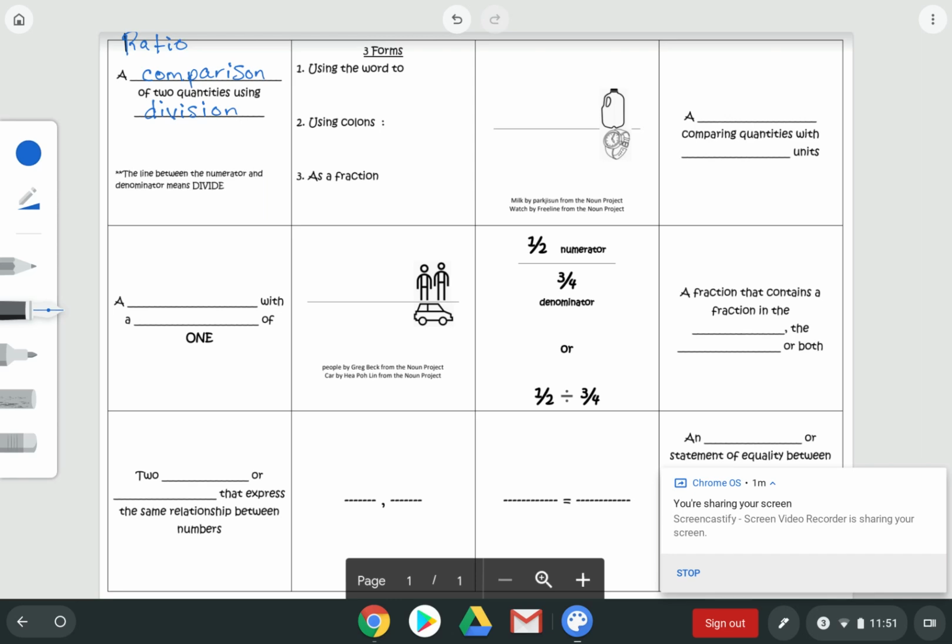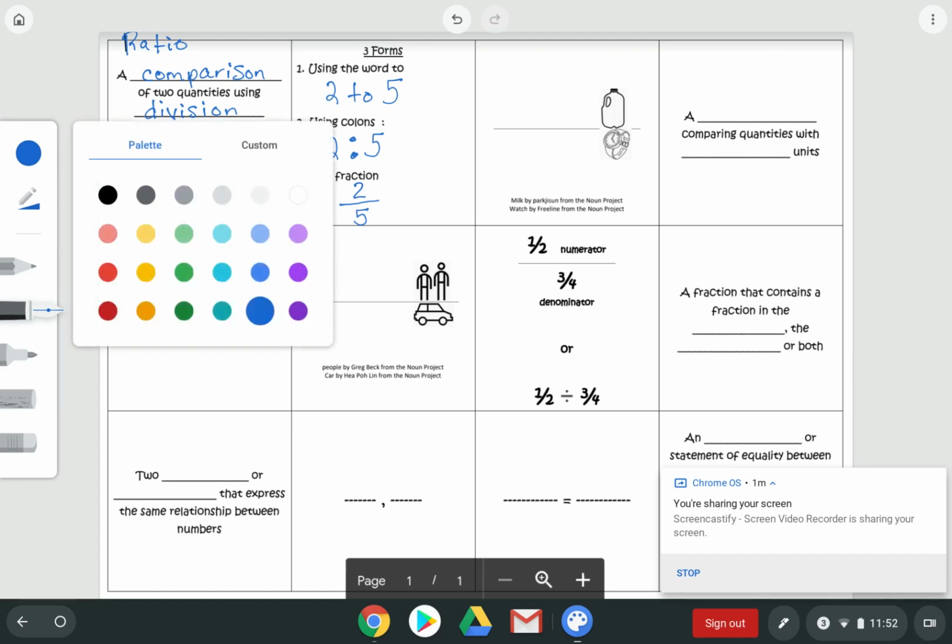And there are three ways to write a ratio. First, we can use the word to. So for instance, I can say 2 to 5. I could use a colon. 2 to 5. I could also write that as a fraction. 2 to 5. We would just say 2/5.